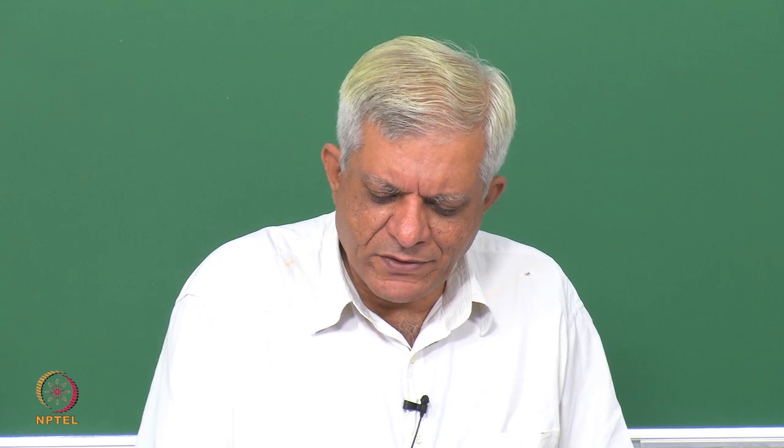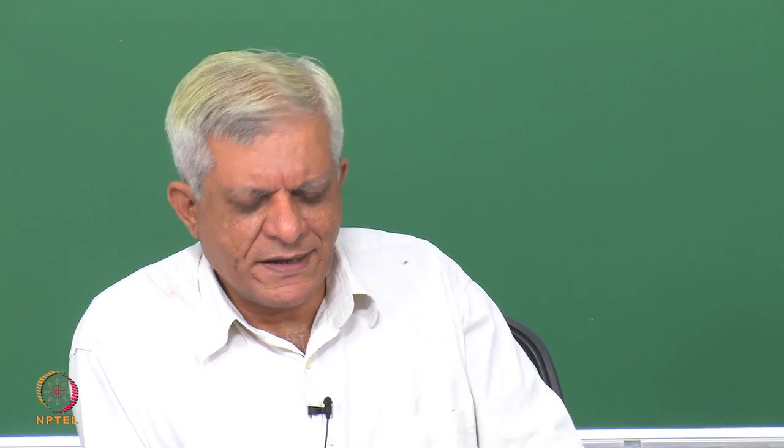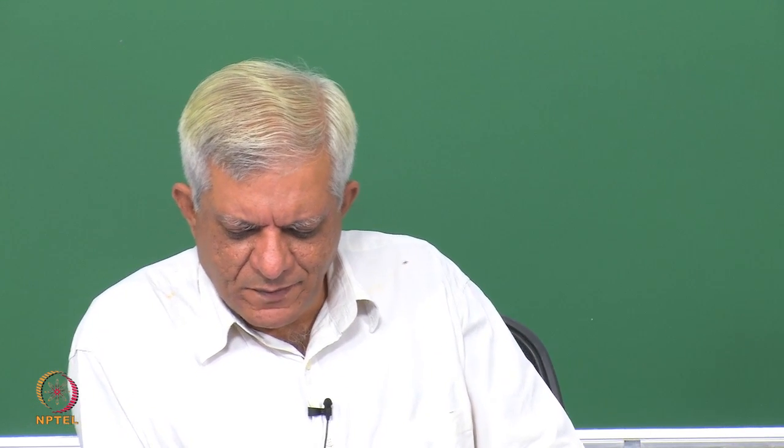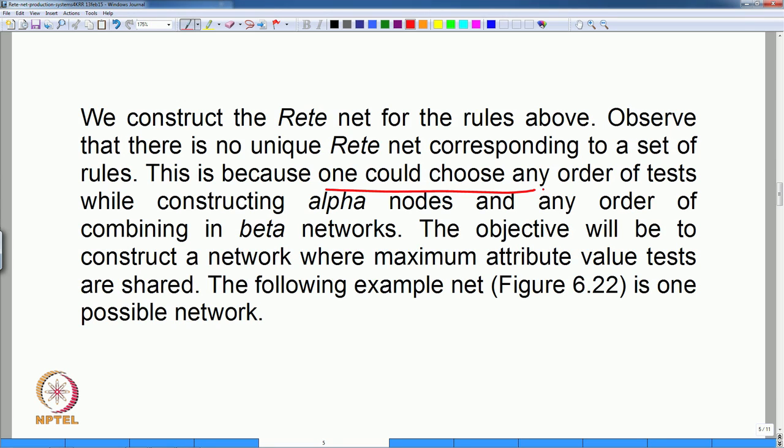The goal that we would have is to minimize the number of tests and to make as small a network as possible essentially. So, you could choose any test in any order and construct different networks, and you could also combine beta networks in any order, because each of the rules that we saw had 4 patterns. You could combine 1 and 2, then 3 and 4, and then the combined patterns in any particular order. The objective would be to share as many tests as possible essentially.